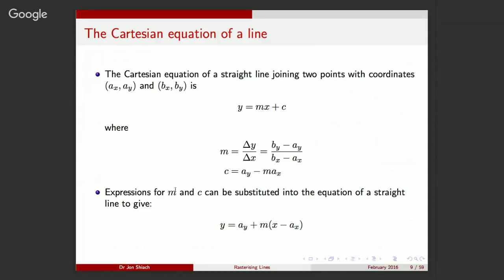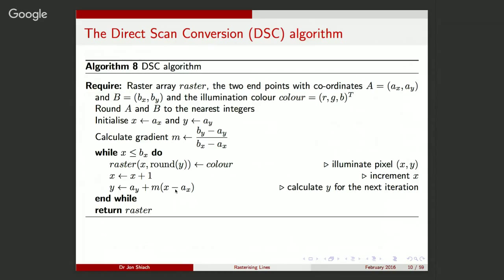Okay, so we can use the Cartesian equation of a straight line, and we can develop what's called the direct scan conversion algorithm. Again, it's presented here in kind of a formal way. So this means we start with a raster array, so that's our pixels. We have two endpoints, A and B, and we have some color which we want to draw the line in. The first thing we have to do is round A and B to the nearest integers, and also do that sort of mapping from your actual screen space coordinates to your pixel coordinates.